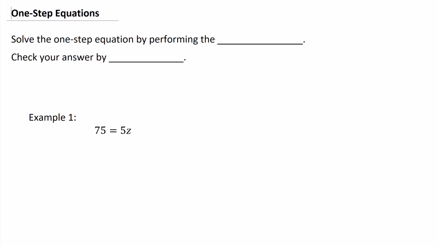In this video, we're going to cover one-step equations. Solve one-step equations by performing the opposite operation. So if you see multiplication, you would do division. If you see addition, you would do subtraction. Check your answers by substitution. This is going to make sure that you're doing the correct process.